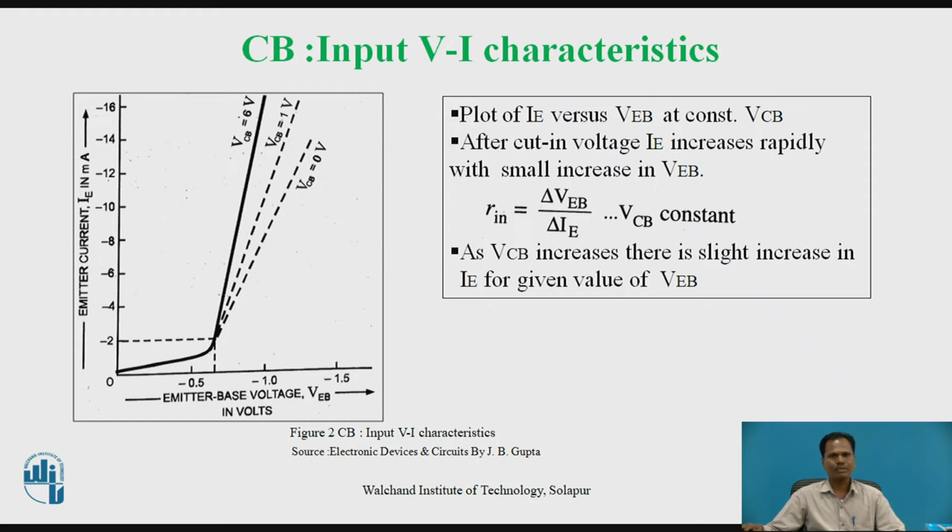collector to base voltage. From the three different graphs, as VCB, the collector base voltage, that is the reverse voltage, is increased, there is a slight increase in the emitter current IE for a given value of emitter to base voltage. That is due to the early effect.